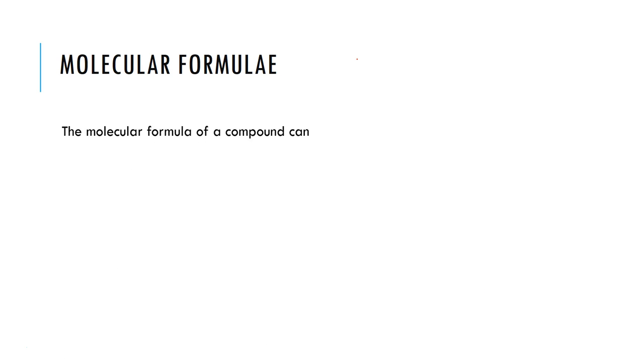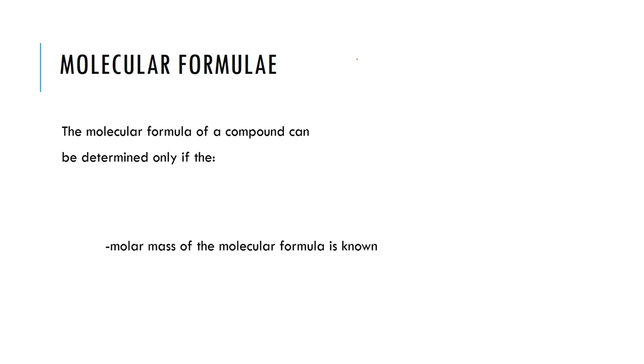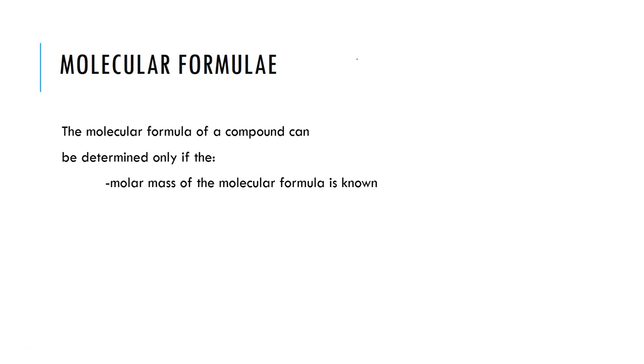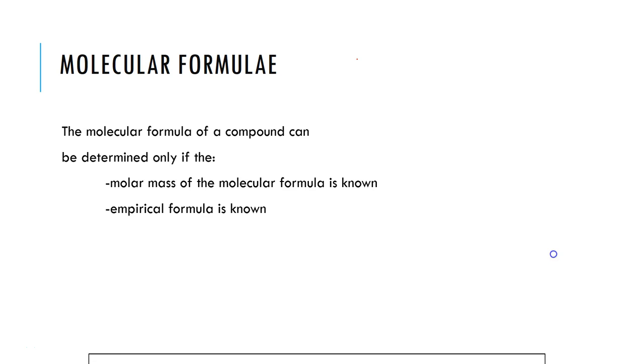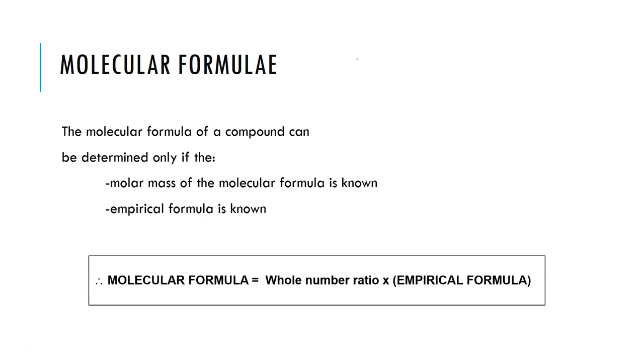Remembering that the molecular formula of a compound can only be determined if the molar mass of the molecular formula is known. So we need to know how much 1 mole of the total compound weighs. We also need to know the empirical formula, so we need to know the ratio of each element in it for 1 unit. And then we can work out that the molecular formula is a whole number ratio multiplied by the empirical formula.